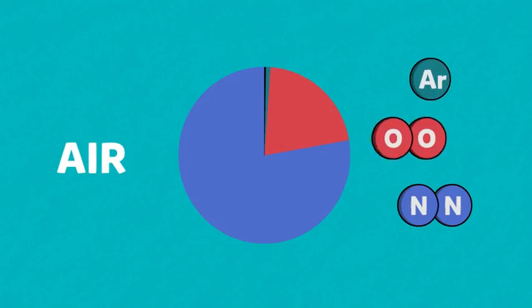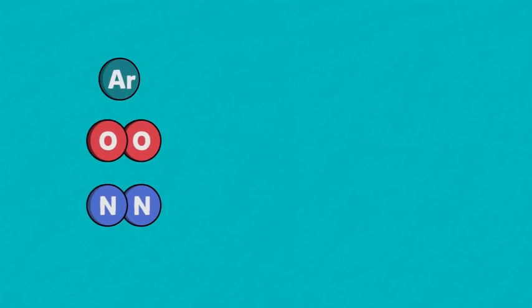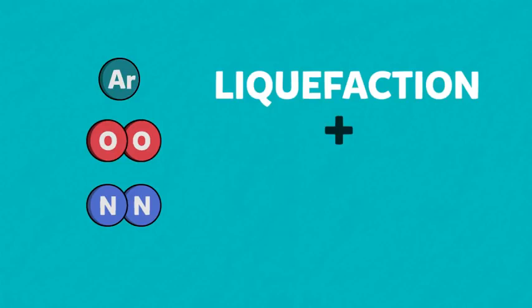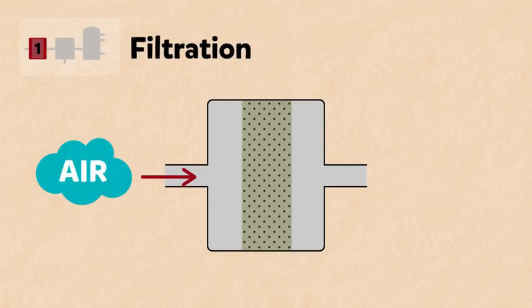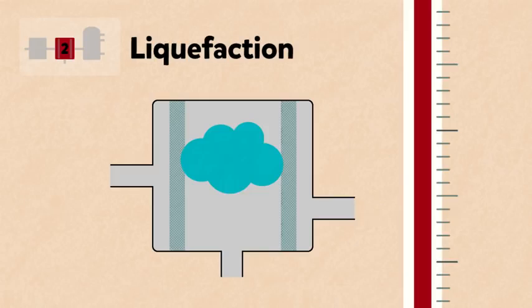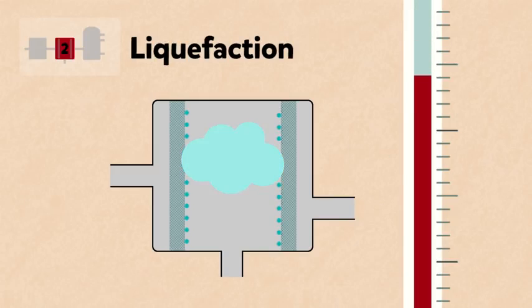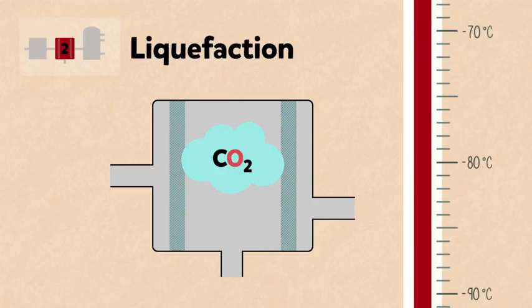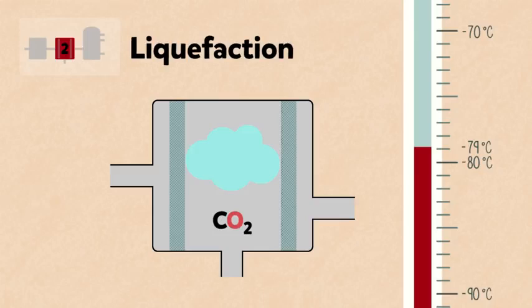Nitrogen, argon and oxygen can be separated from the air by liquefaction followed by fractional distillation. Firstly, the air is filtered to remove dust. It is then cooled in stages to -200 degrees Celsius, at which temperature air is a liquid. As it is cooled, water vapor condenses and is removed by absorbent filters. Carbon dioxide is then removed at -79 degrees Celsius when it freezes.